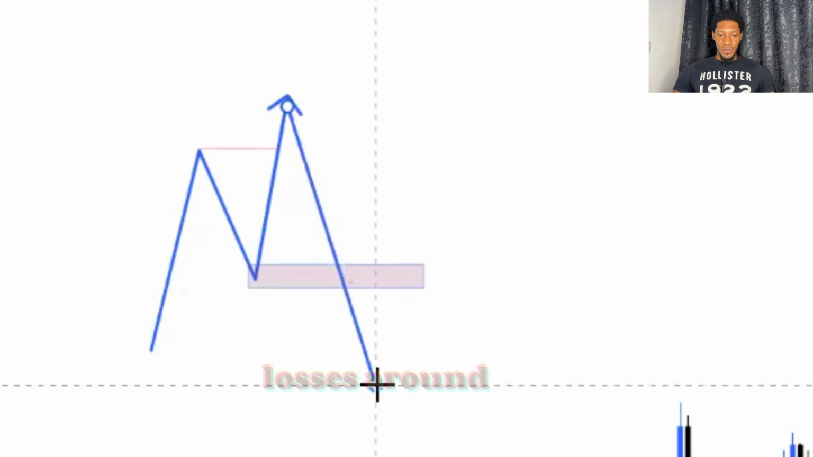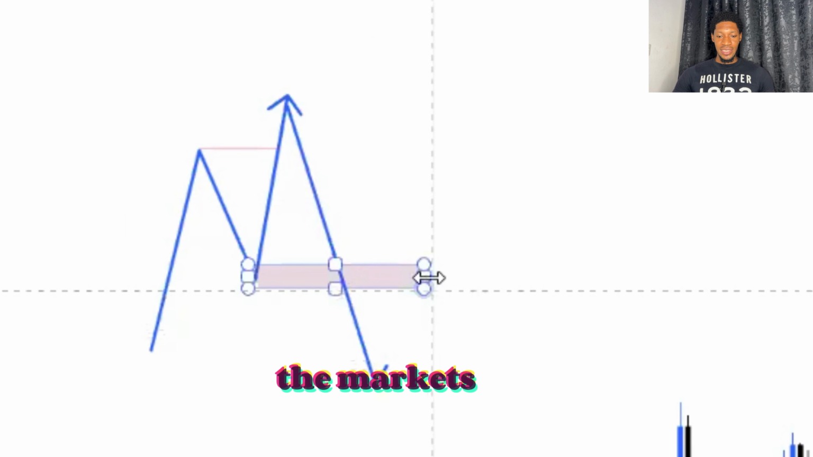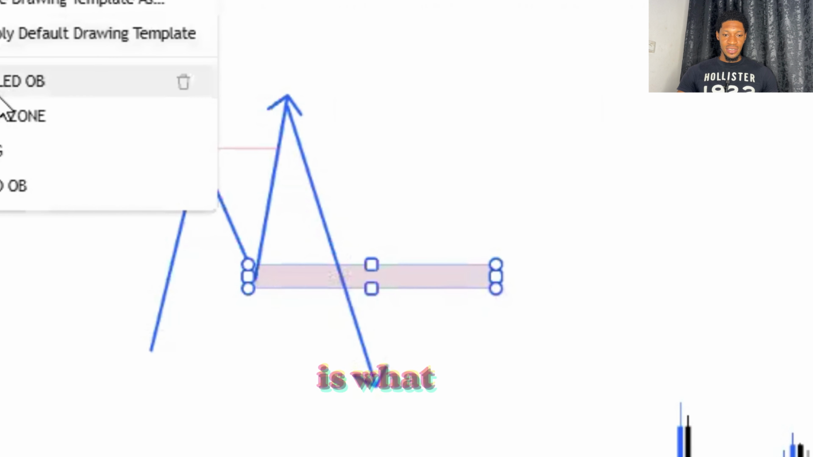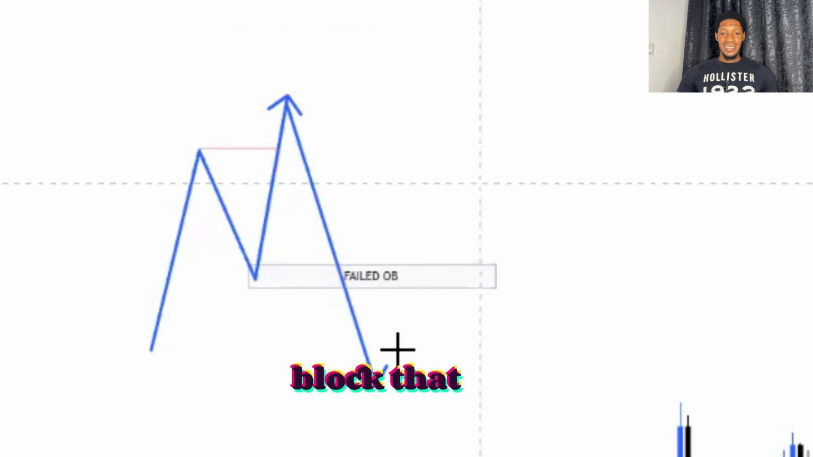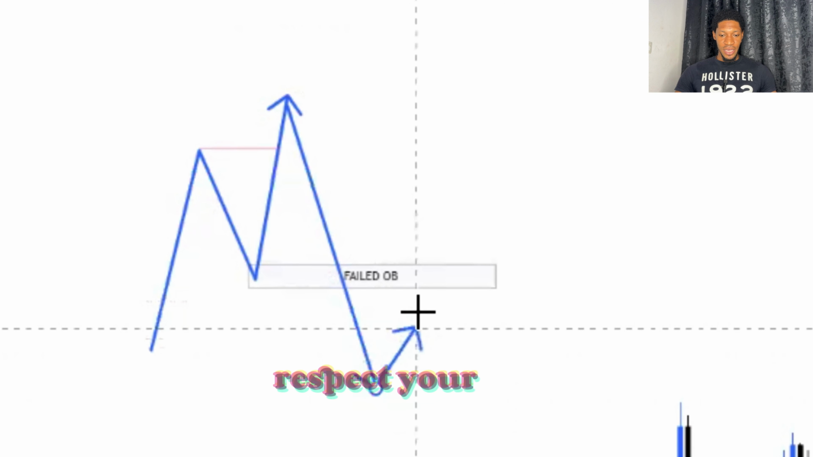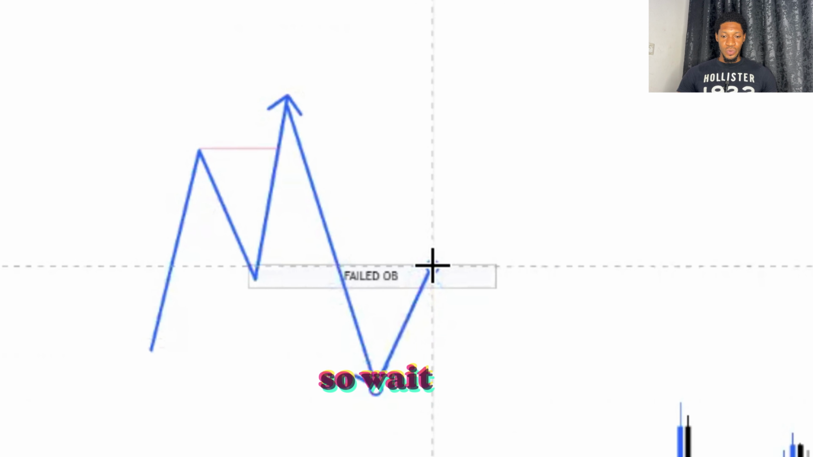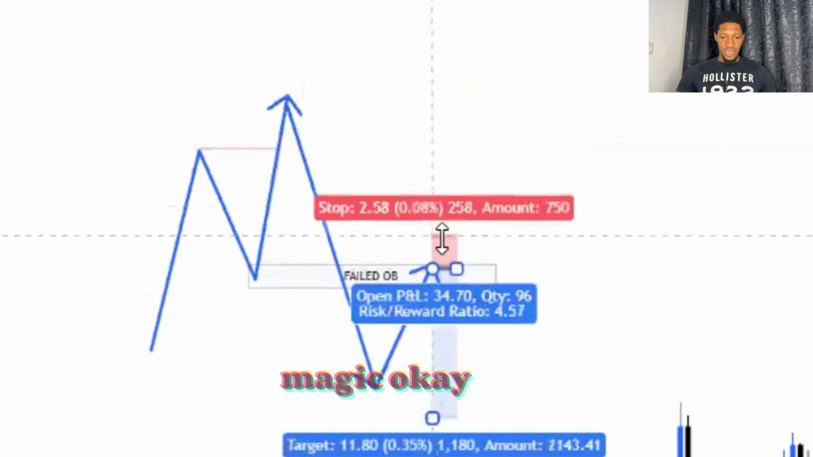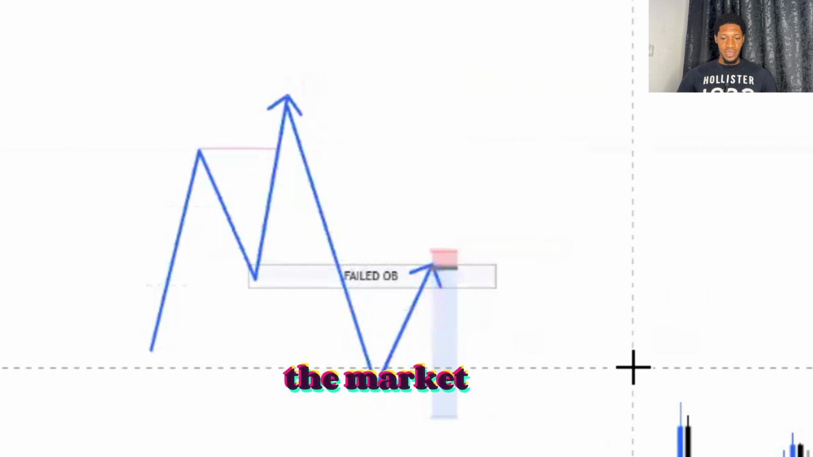Then it takes out all your stop losses around here, and as soon as price is coming back to this region, now this is what we call your fade order block. The order block that disappoints you is going to respect your analysis this time around. So wait for price to come here, then you start selling the market to the downside. This thing works like magic, okay? Start selling the market here.